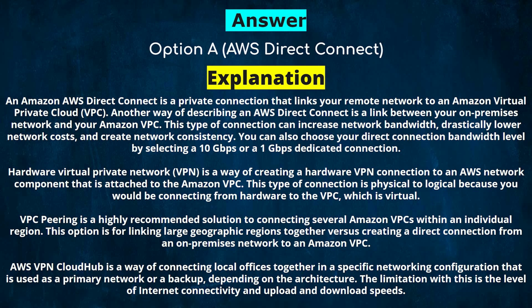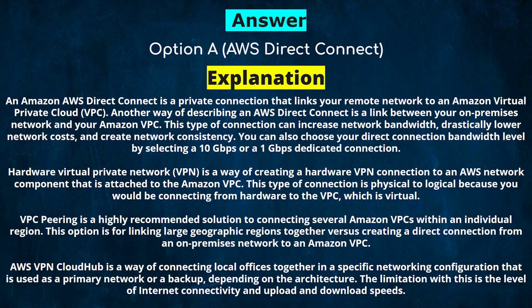Hardware Virtual Private Network, VPN, is a way of creating a hardware VPN connection to an AWS network component that is attached to the Amazon VPC. This type of connection is physical to logical because you would be connecting from hardware to the VPC, which is virtual.